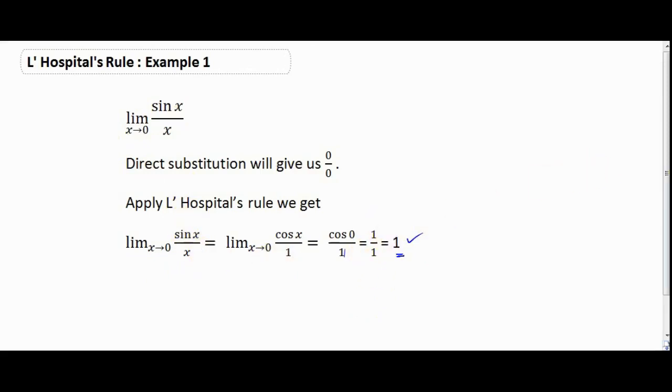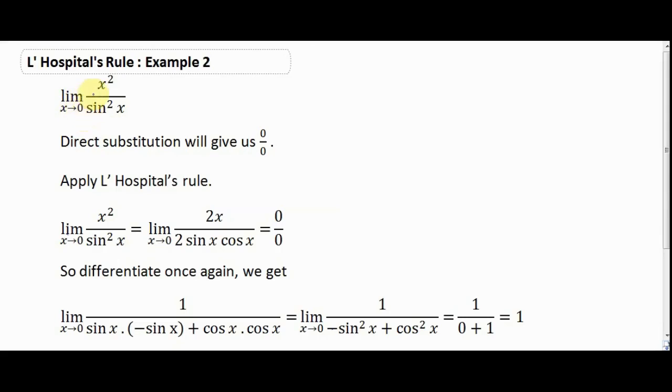Let's see another example. Limit x tends to 0, x square divided by sin square x. So we are asked to calculate the limit of the function x square divided by sin square x at the point x equal to 0. If we go for direct substitution, what we get is 0 square divided by sin 0 square. So we will get it as 0 divided by 0. So we are getting an indeterminate form. So let's apply L'Hospital's rule.